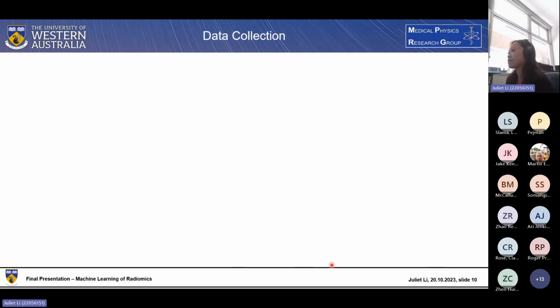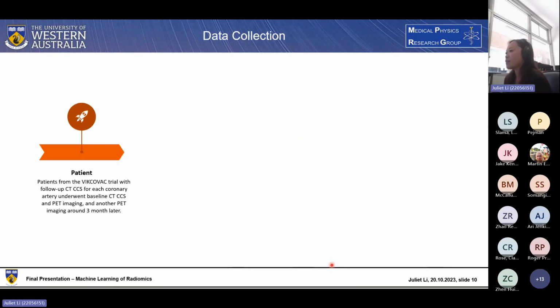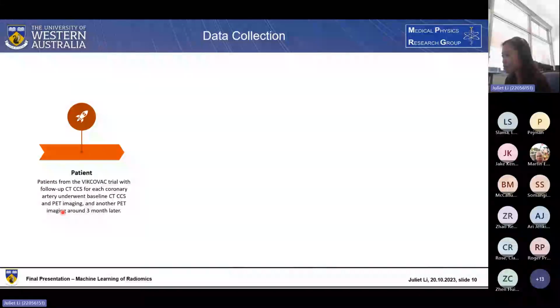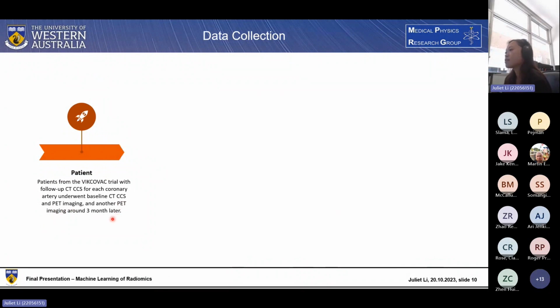So let's talk about data collection now. The data for this research is from the VICOVAC trial, which is conducted here at St. Charles Gardner Hospital. All the patients from the VICOVAC trial have a baseline CT to calculate their baseline calcium score. They have a baseline PET image and another PET image around 3 months after the baseline. They also have a follow-up CT taken about 2 to 3 years down the road for calcium score calculation.